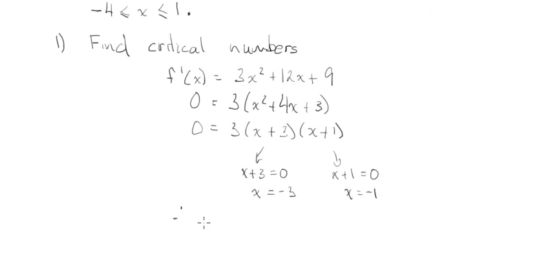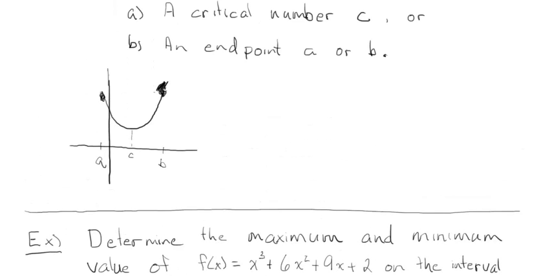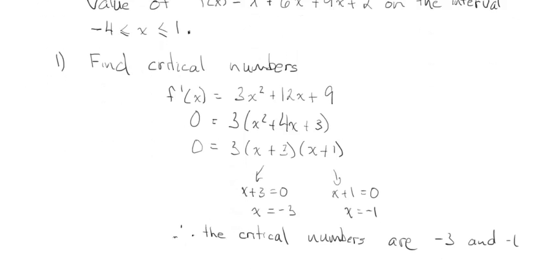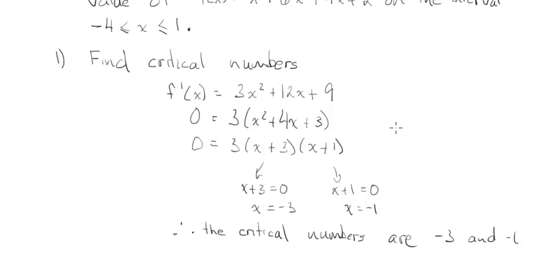So therefore, the critical numbers are -3 and -1. These are potential points where you could have a maximum and minimum. And then from the rule, you could also have it at the endpoints. The endpoints were -4 and 1. So there are four points, -4, 1, and -3, -1, where you could have maximums and minimums. We have to figure out which one is the maximum and which one is the minimum.